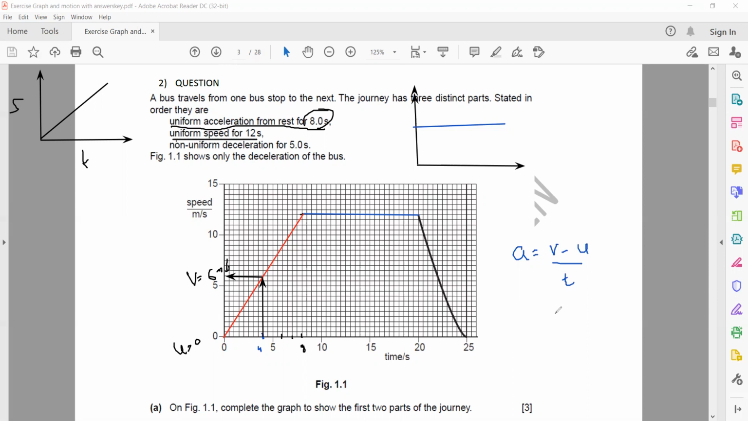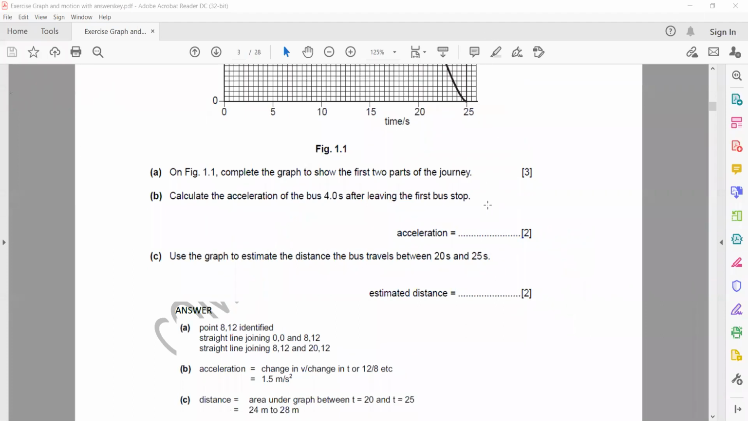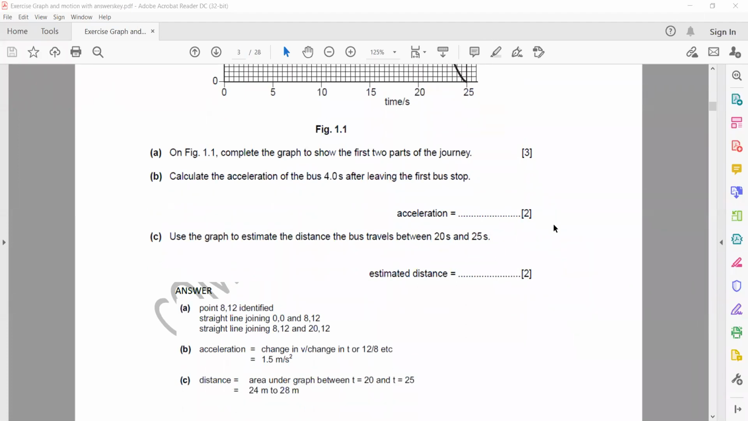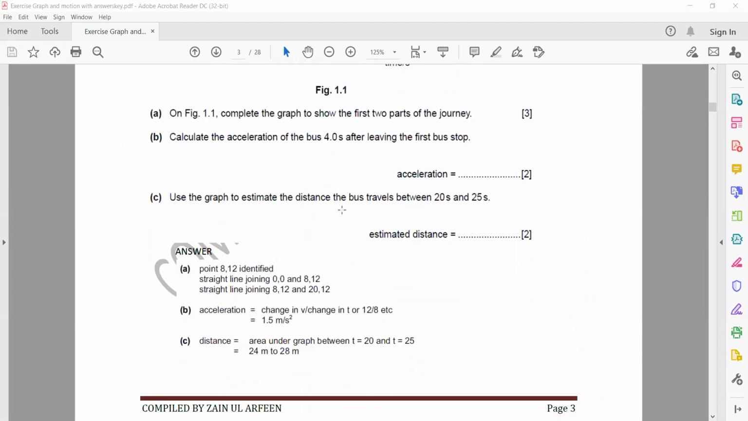So the final speed is 6, initial speed is 0, and the time interval, because it is for 4 seconds, so it will be divided by 4. So 6 minus 0 is 6, divided by 4, that's equal to 1.5, and the unit of acceleration is meter per second square. So the final answer for the acceleration will be 1.5 meter per second square. And then use the graph, estimate the distance.